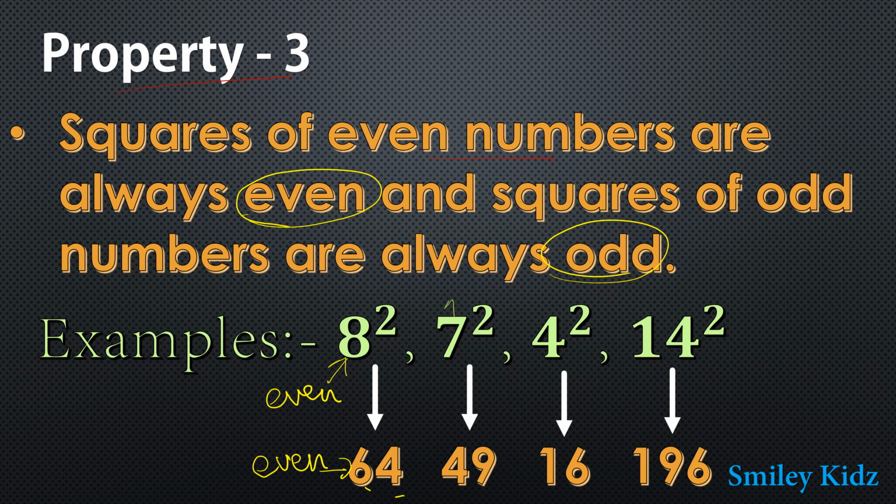Here 7 is odd. And if you have observed, the square is also odd. Coming to 4 square, 4 is even, its square is also even. 14 square, 14 is even, its square is also even.